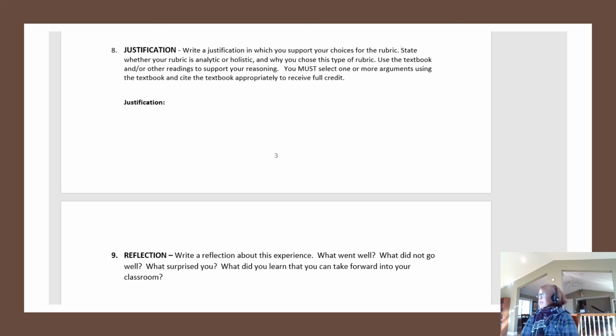You're going to write a justification, sorry about that, in which you support your choices for the rubric. So if you use an analytic or a holistic rubric, you're going to say why you chose this type of rubric, and you're going to specifically cite from your textbook the reasons why you chose an analytic or a holistic. You may use either type of rubric, but you've got to justify it and cite from your textbook to receive full credit.